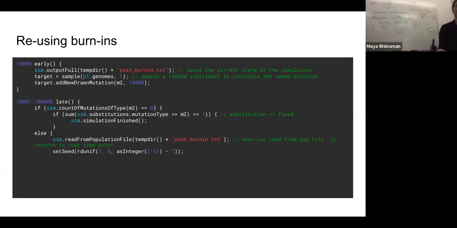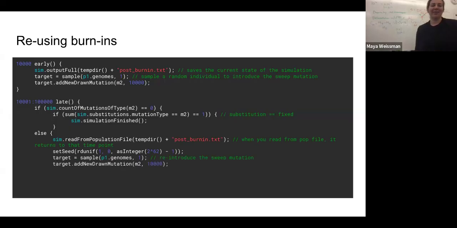Then I set a new seed, target a new sample, and then it'll essentially just start over. And so this is one way of reusing burn-ins and making sure that every single replicate ends in fixation. Now you're only saving replicates that end in fixation.